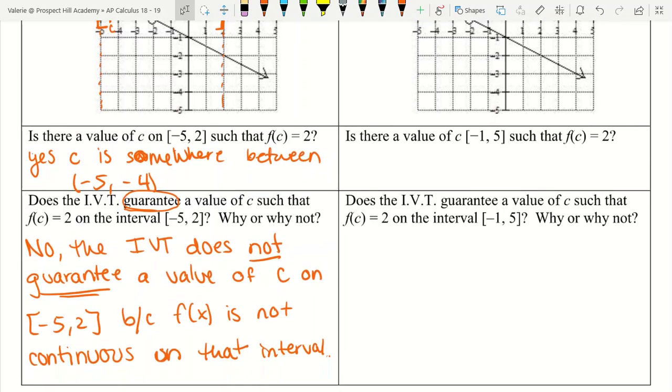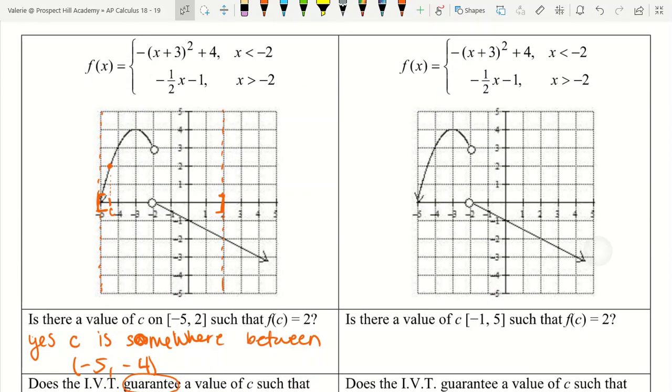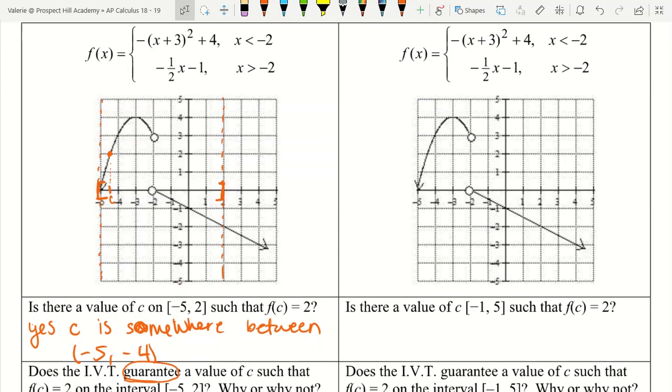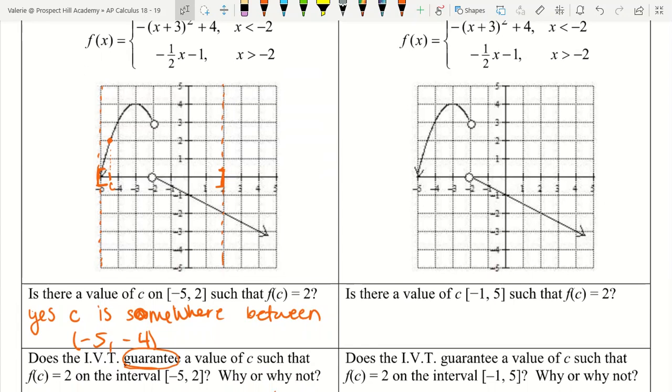All right, so now let's look at the second one. We're looking at the same graph, but now we're looking at a different interval. We're looking at the interval from -1 to 5. So from -1 to 5, we're looking to see if there's a value of c such that f of c is equal to 2. So here's 2 up here. This graph never goes up there. So the answer is no.